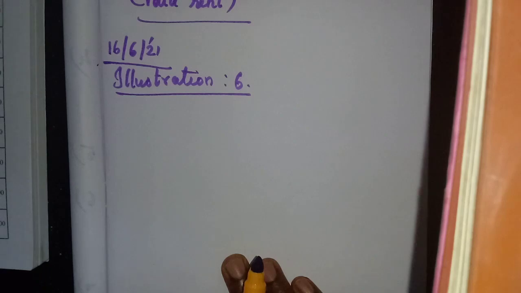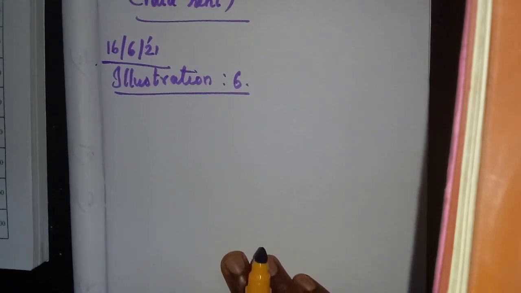If it is a real account, then we should apply the rule. For a real account, what is the rule? Debit what comes in and credit what goes out. So whether that asset is coming inside or going outside, we have to check. Okay, that's all we should do.